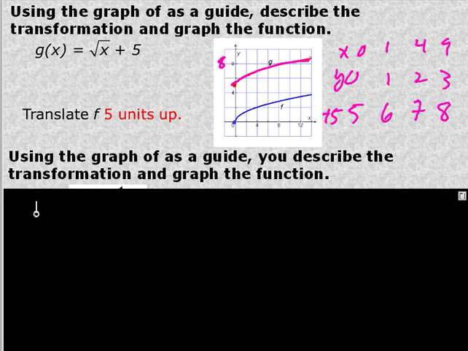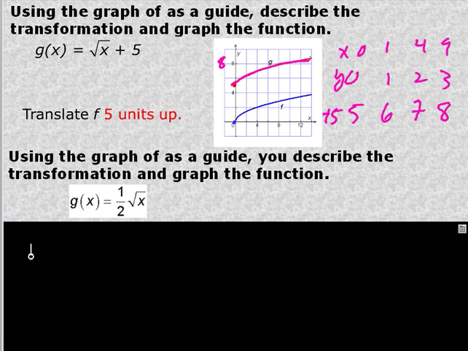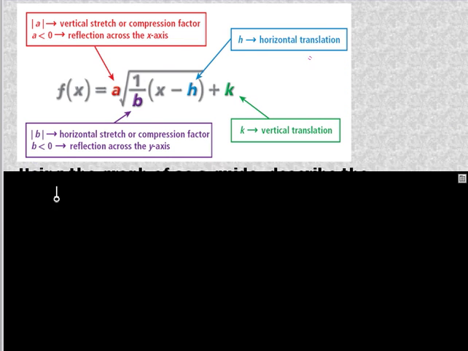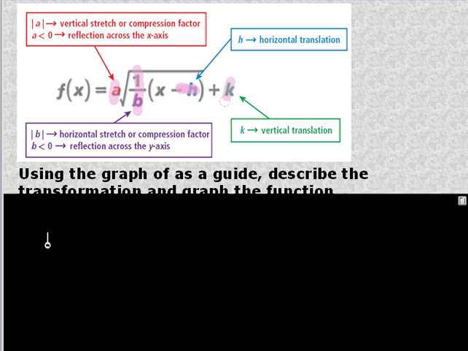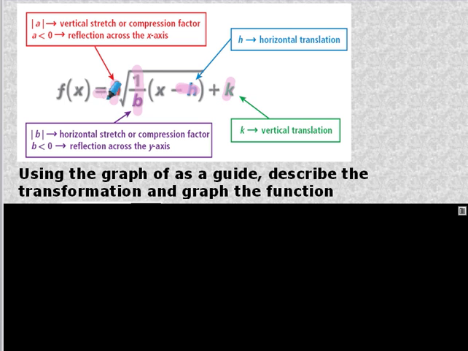Okay, using the graph as a guide, you describe the transformation and graph the function. So here is your example. I would use a table of values because it's not as straightforward as horizontal and vertical translations. All right, so here is a summary of the rules. The square root, or a times the square root of 1 over b, x minus h plus k. So again, vertical stretch, horizontal stretch, horizontal shift, and vertical translation. And again, if you have a negative in front, it's going to be a reflection in front of your a or b.